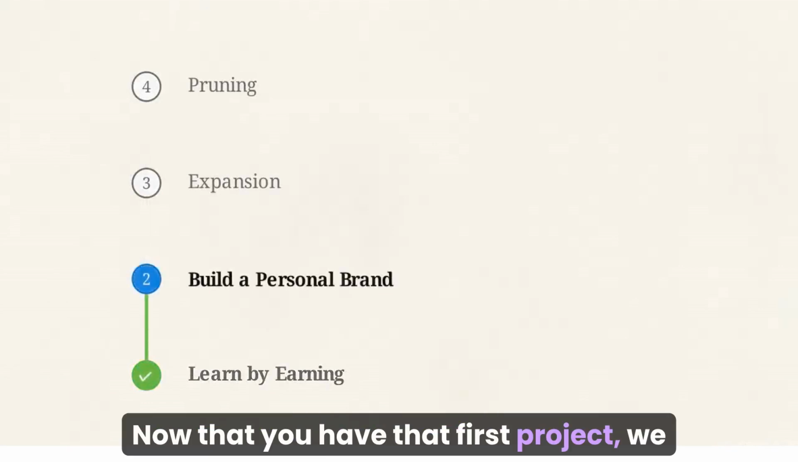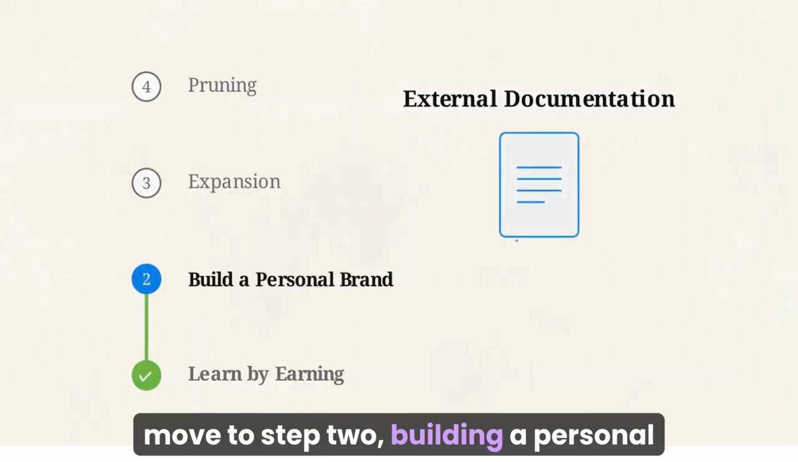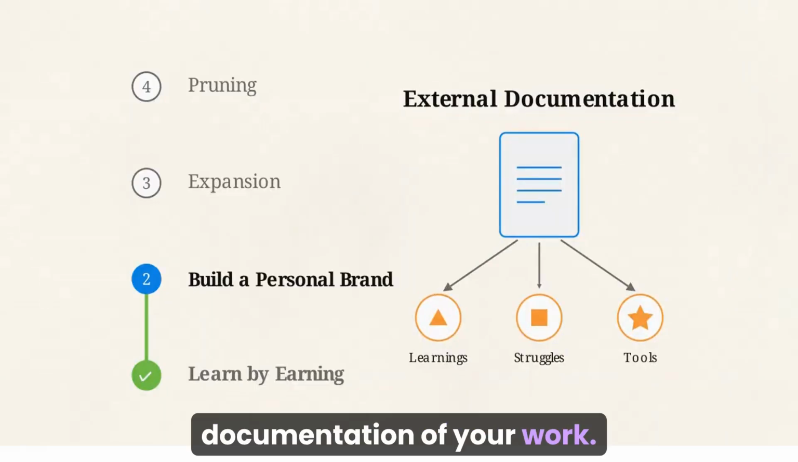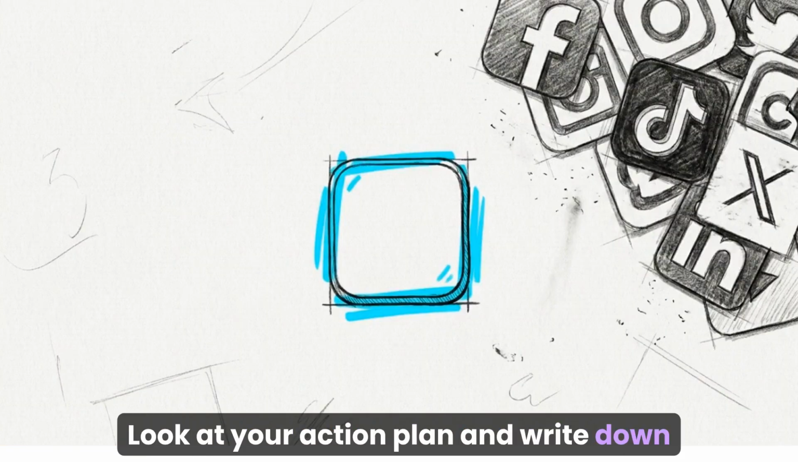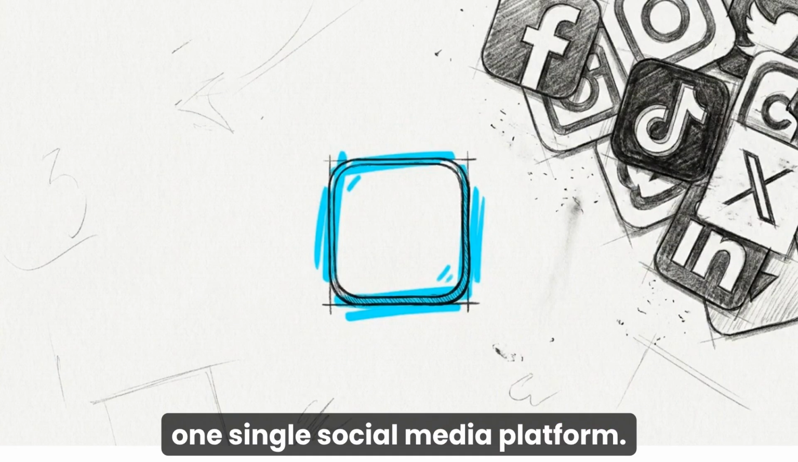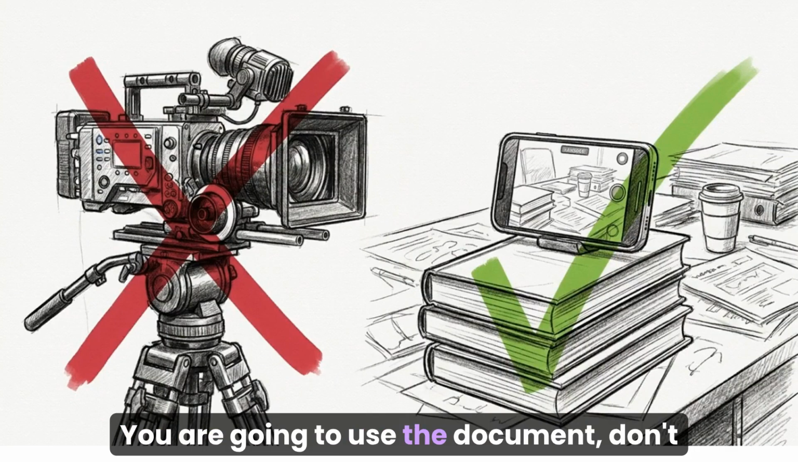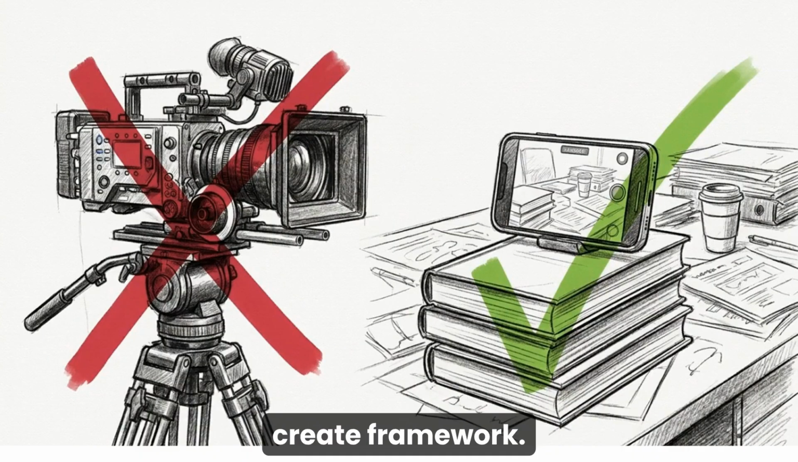Now that you have that first project, we move to step 2, building a personal brand. This shifts your focus to the external documentation of your work. Look at your action plan and write down one single social media platform. This will serve as your documentation hub. You are going to use the document, don't create framework.